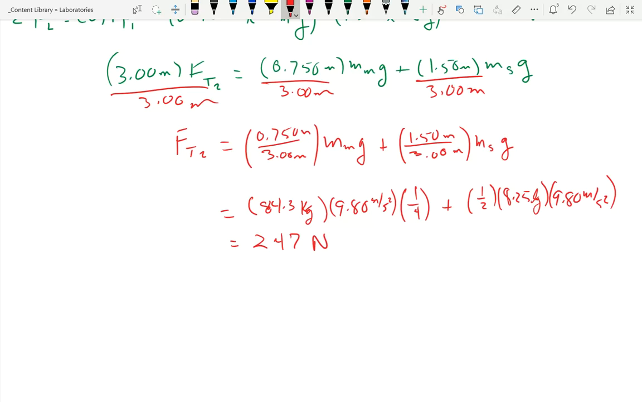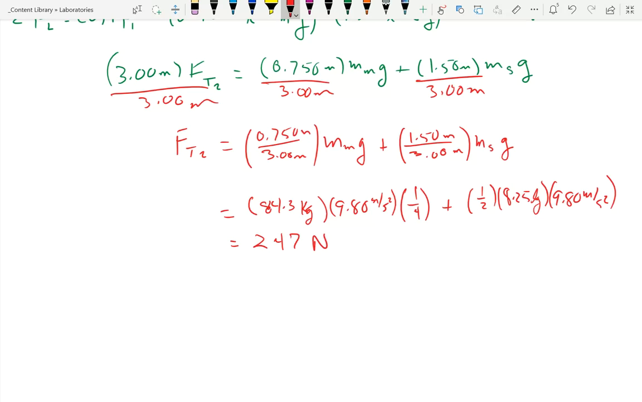Now, what do you think force tension 1 is going to be compared to force tension 2? Going to be bigger. Yeah, we found 2, so we know the value for 2. Is 1 going to be bigger or smaller, or the same? It's going to be bigger because he's standing closer to that one.